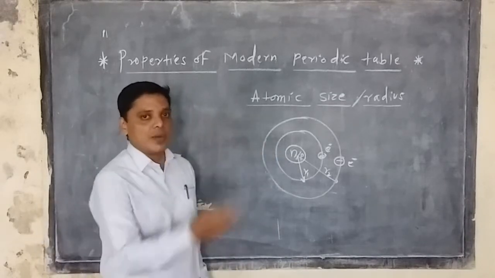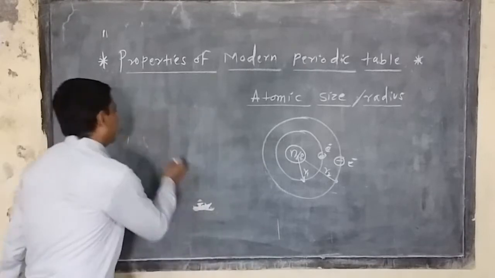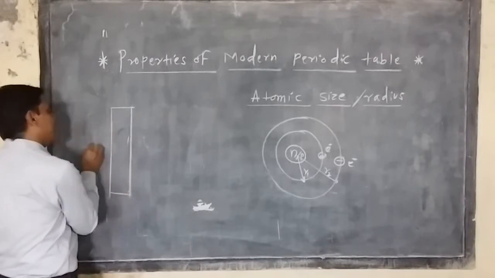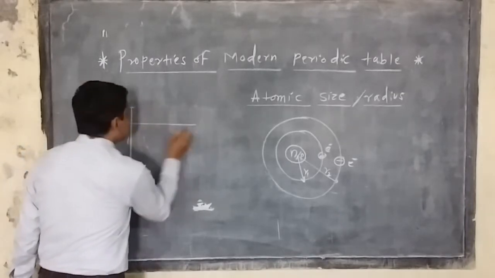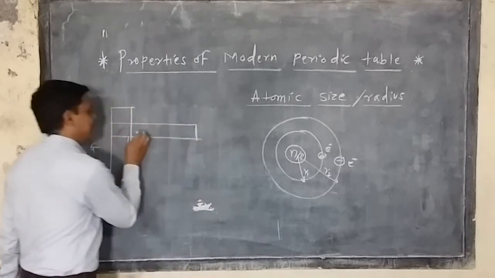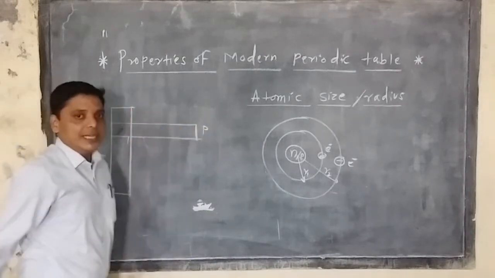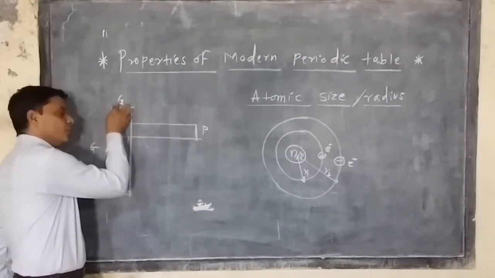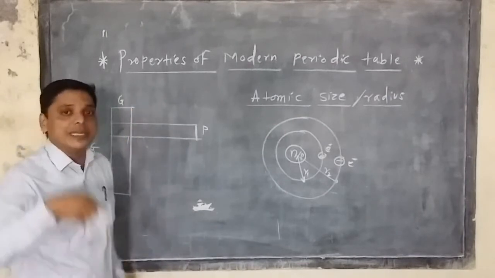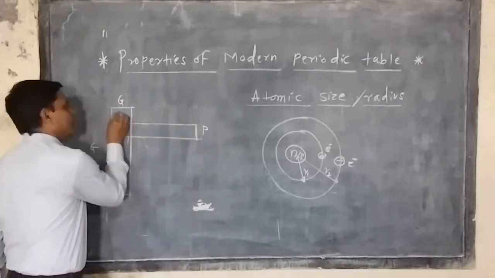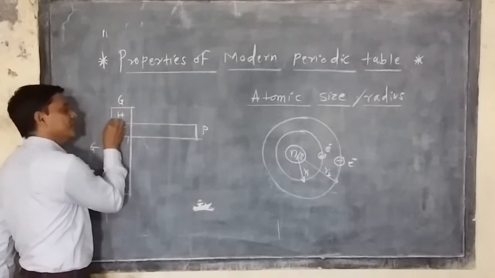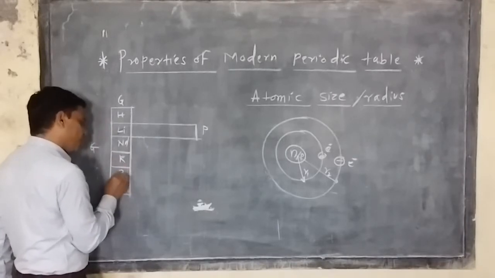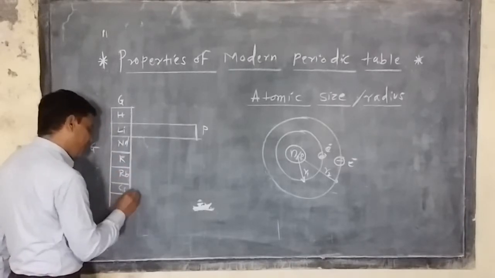If you see the modern periodic table, according to atomic size, suppose this is the vertical part, this is called a group, while this horizontal part is called a period. From top to bottom in a group, the atomic number increases. Just like the first group: hydrogen, then lithium, then sodium, then potassium, then rubidium, then cesium, and then francium.